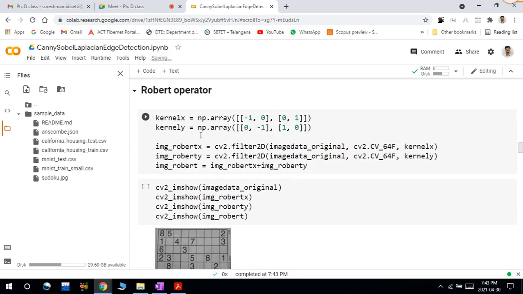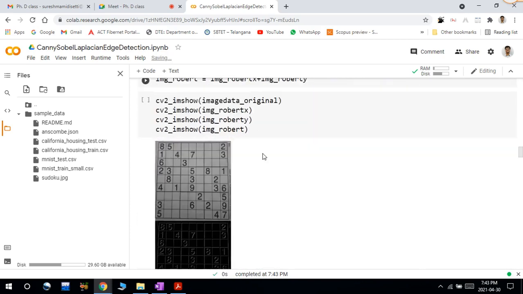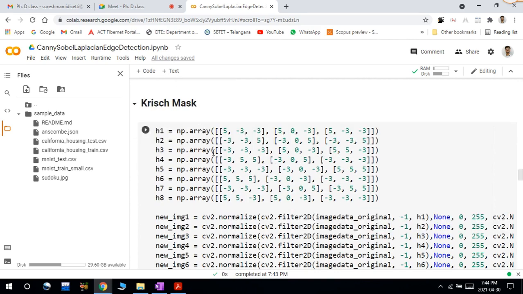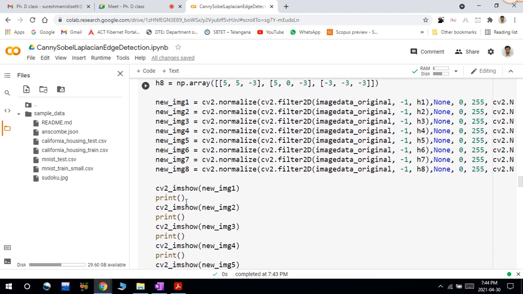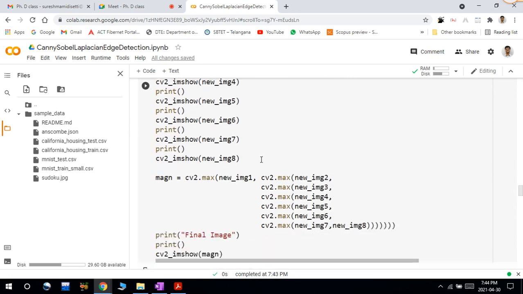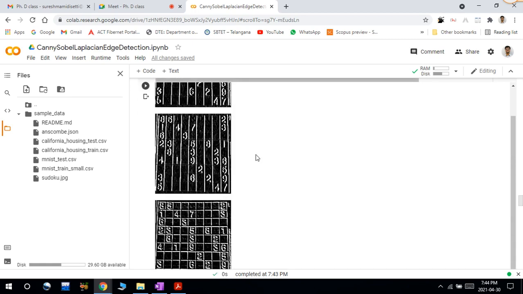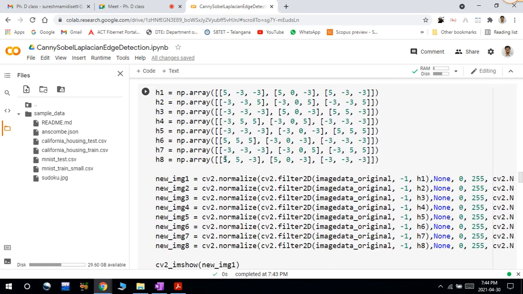And Roberts filter also has two filters, but I will only consider 2 by 2. After this, I will apply template matching, in which for each pixel I will take all the directions, a total of 8 directions. Then I will find the maximum, and whichever gives the maximum magnitude, only that I will consider as the final edge point. These are also called compass masks.